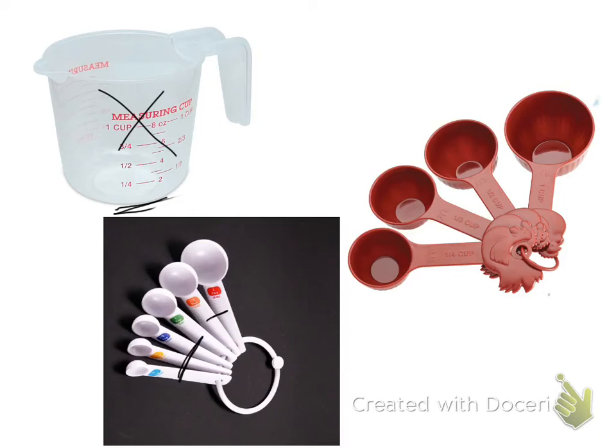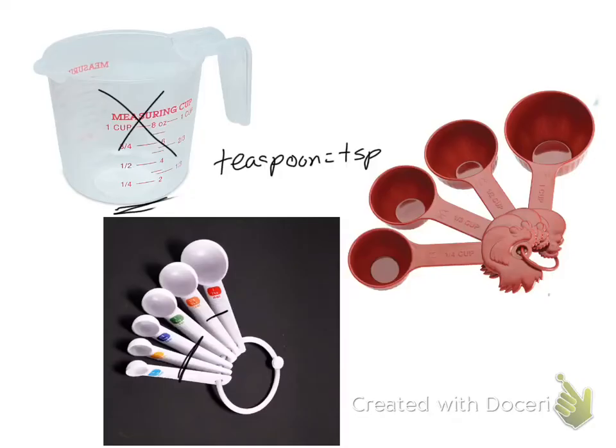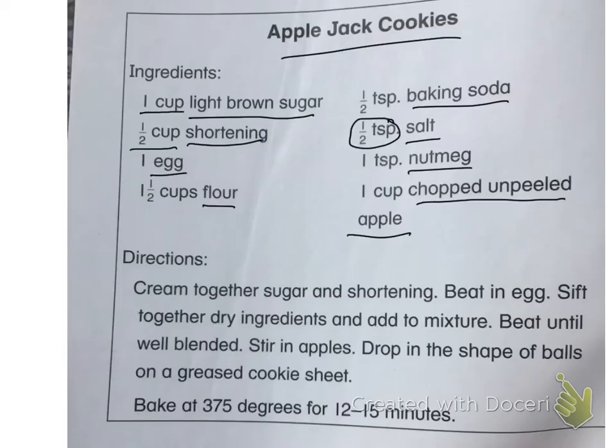A teaspoon can be shortened to the abbreviation TSP. And we can see that right here, a half a teaspoon of salt. Okay. A tablespoon is TBS with a capital T. Okay, and you can see here we don't need tablespoons in this recipe, we just need teaspoons. Okay, the half a teaspoon.